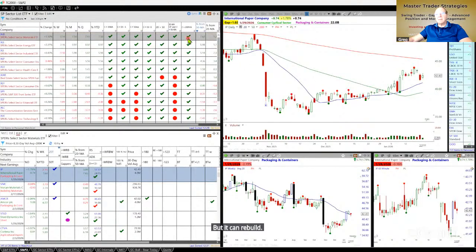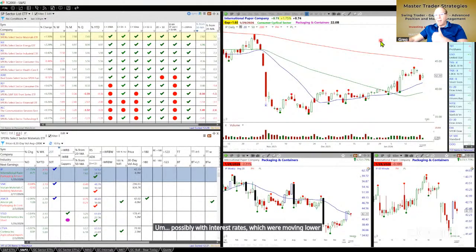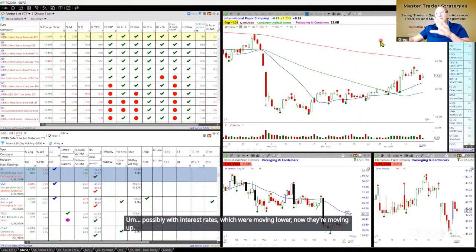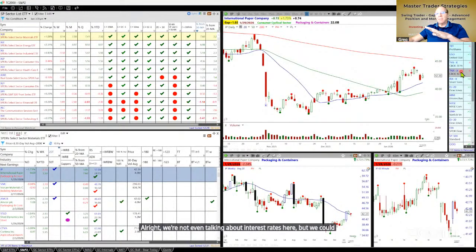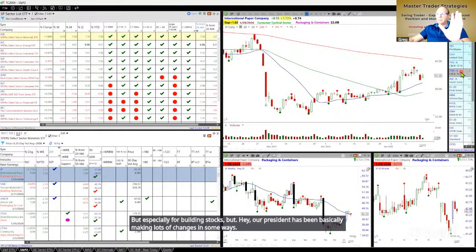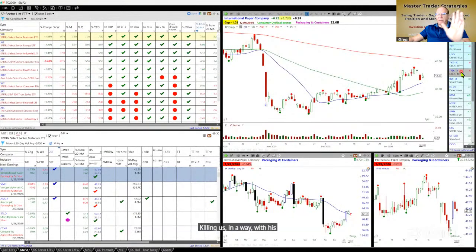It's in a good sector. Possibly with interest rates, which were moving lower, now they're moving up, right? We're not even talking about interest rates here, but we could take a peek at them in a minute, but this would be part of our analysis. Interest rates broke out, and that's a negative for the broader markets on a certain level, but especially for building stocks. But hey, our president has been making lots of changes, in some ways killing us with his news that flip-flops back and forth.